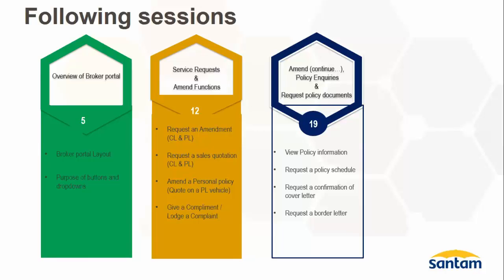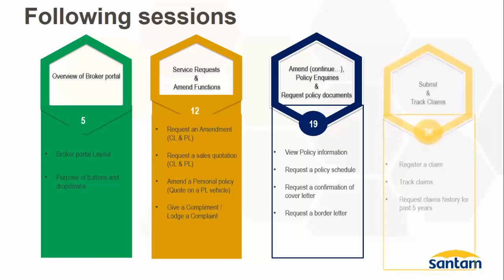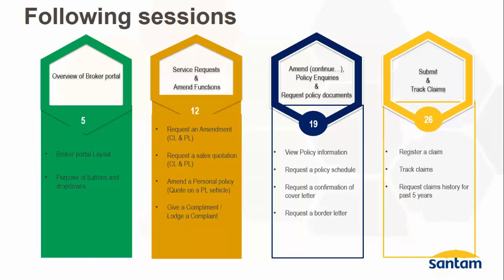I'll recap on what we did last week, and then I'll continue with the adding of the vehicle bit there. Then I'll move over to today's content, which is how we request documentation. There was also a request from somebody last week: how do we generate a summary, a policy contract? That I will show you today. Next week, we will look at the last session, where we will discuss registering a claim and how to then track the claims on the broker portal.